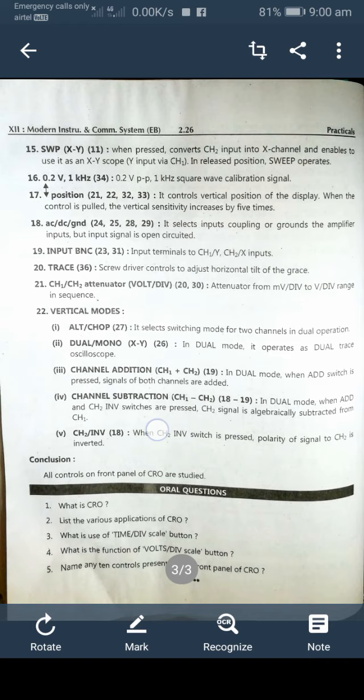CH2 INV: when the channel number 2 INV switch is pressed, the polarity of the signal to CH2, meaning channel number 2, is inverted.